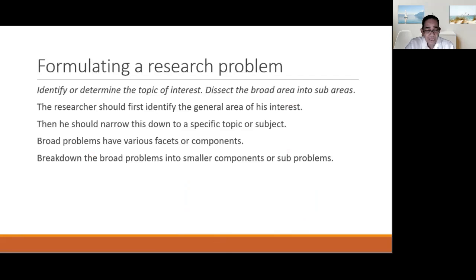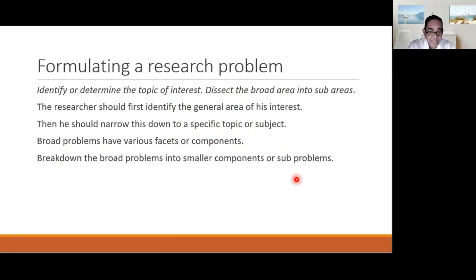Now, let's talk about how we formulate the research problem. We determine the topic of interest, then you dissect it. The topic of interest can be broad, and you need to dissect the broad area into sub-areas. The researcher should first identify the general area of interest, and narrow this down to specific topics or subjects, because broad problems have various facets or components. You need to break down the broad problem into smaller components or sub-problems.